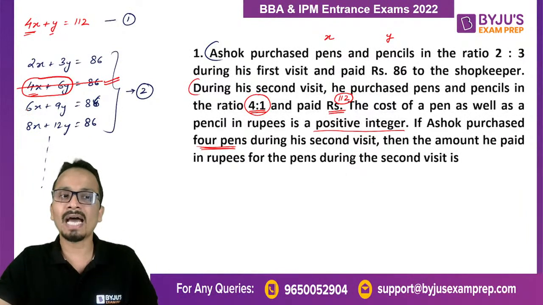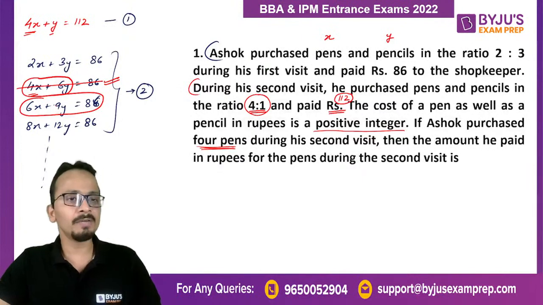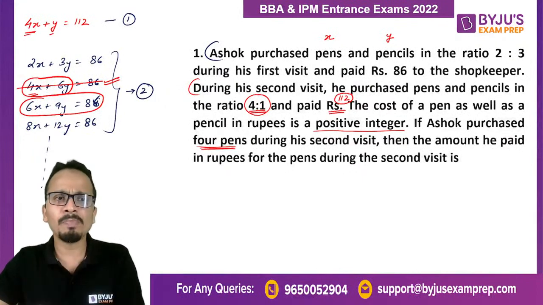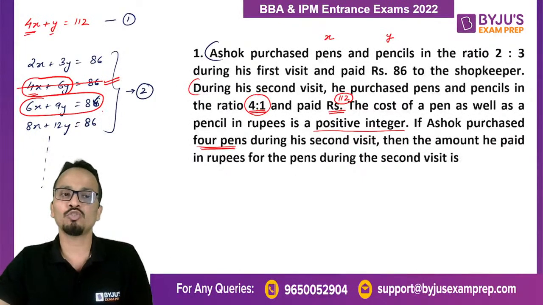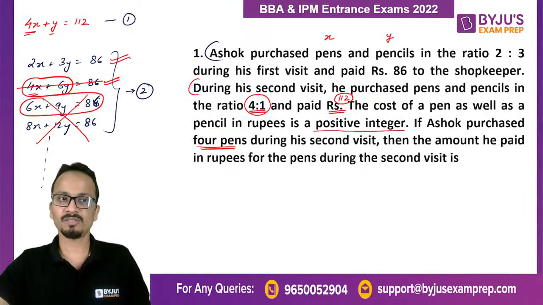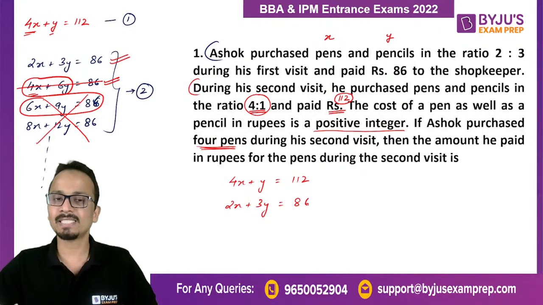In a similar manner, I can say that none of the other equations will be valid. If I look at this third equation, 6x plus 9y, the value of 6 pens and 9 pencils, again it should be more than 112. So all the equations at the bottom will be rejected and I will treat this equation. So one of the equations I will have is 4x plus y is 112 and the second equation will be 2x plus 3y is equal to 86.